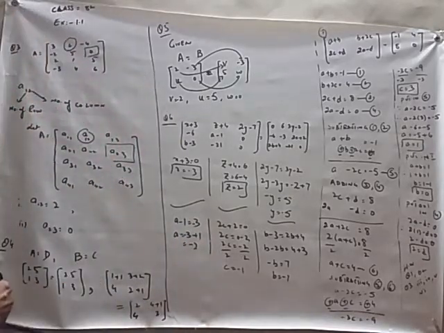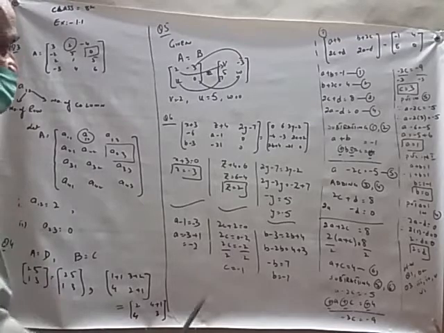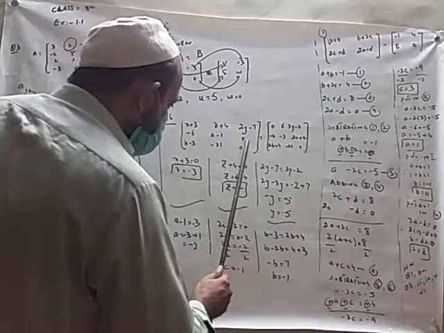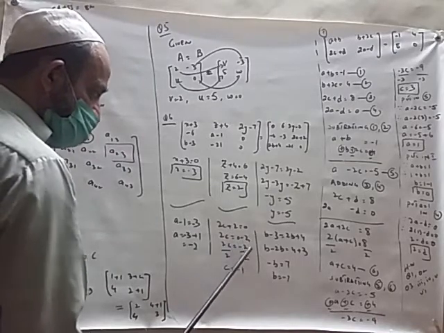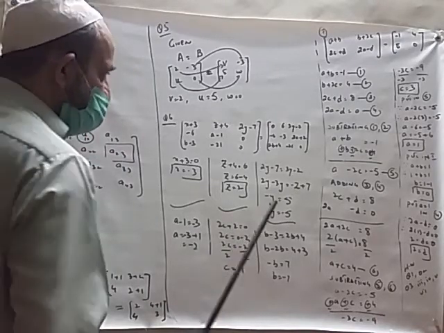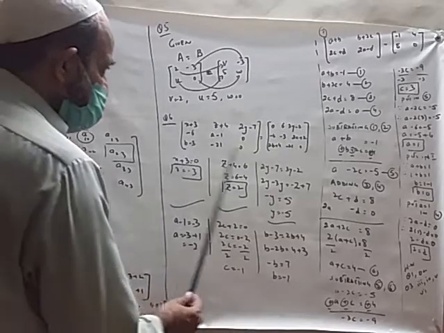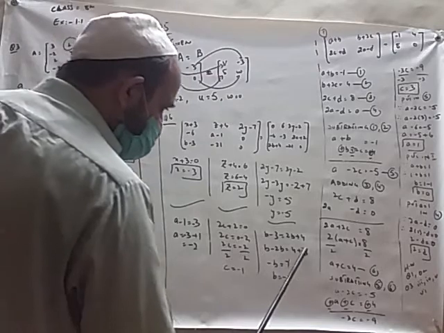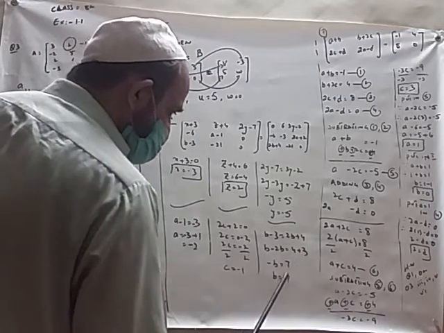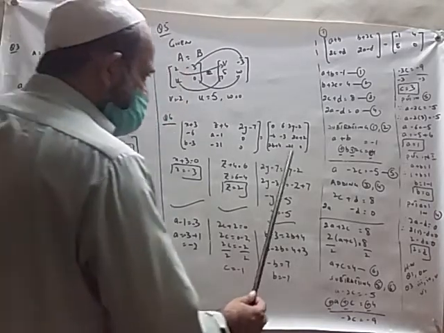Now, we proceed further. 2c plus 2 equal to 0. Shift 2 on the right hand side. 2c is equal to 0 minus 2. Divide by 2, we get c equal to minus 1. Now, b minus 3 equal to 2b plus 4. Shifted b on the left hand side and 3 on the right hand side. We get minus b equal to 7 and b equal to minus 7. And remaining unknowns are not there.